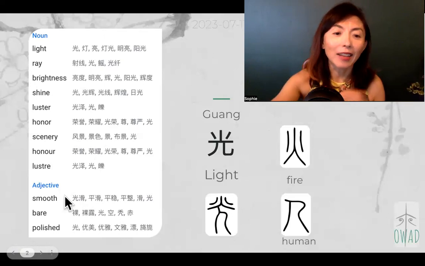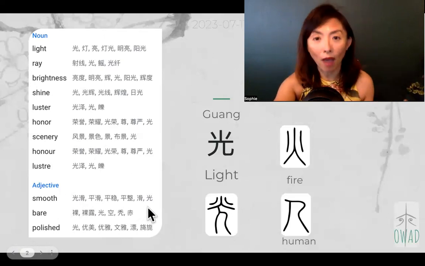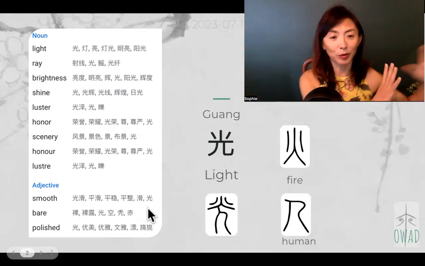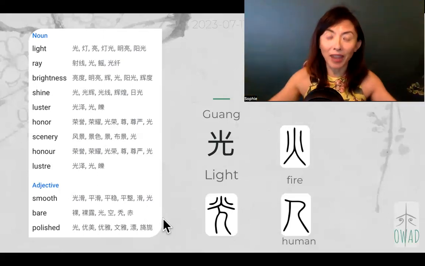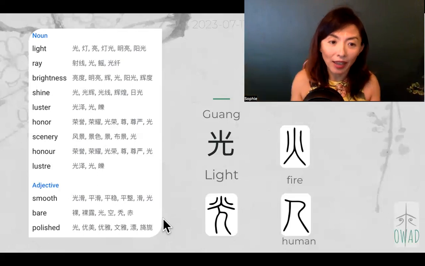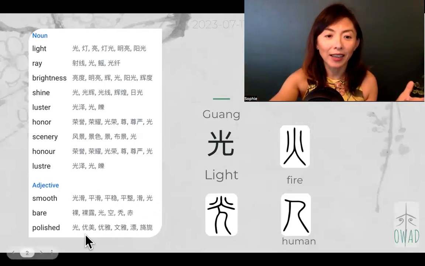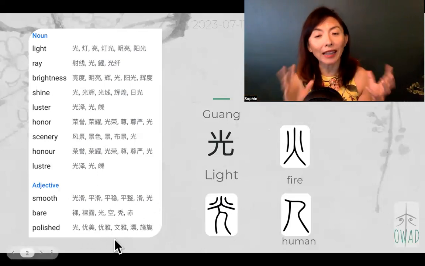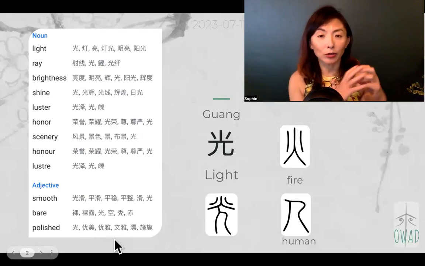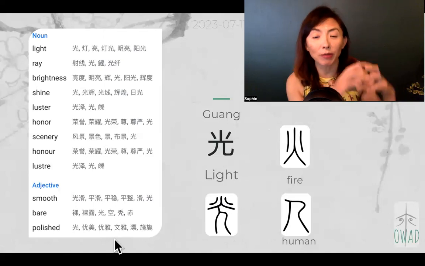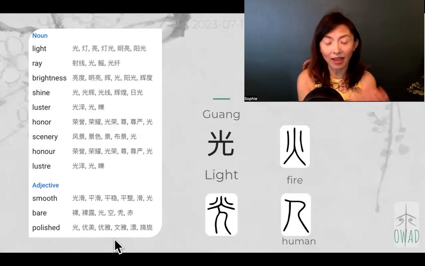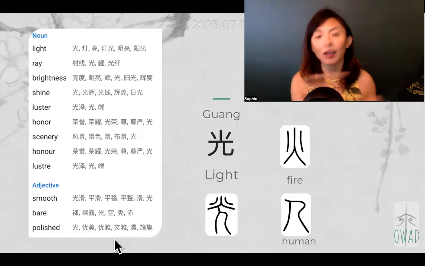Versus Chinese, just one multifunctional character. And then it can mean smooth, 光滑, like a sliding smooth, and it can mean bare, like there's nothing on top of it, it's by itself. And then polished. I guess 抛光 is the way we say to polish things. 光 makes it shine. So the result of polishing is to make it shine, right? So that's the connection over there.